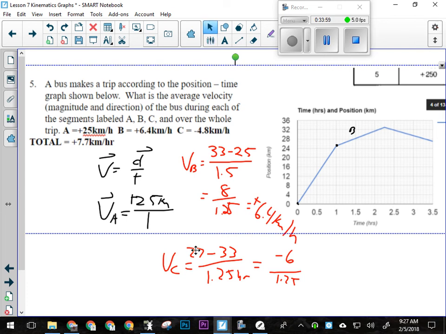So for the whole trip, our total displacement is 27 kilometers. That takes 3.5 hours, and that's positive 27. So we should get 7.7 kilometers per hour, positive. Okay, ringing a bell.